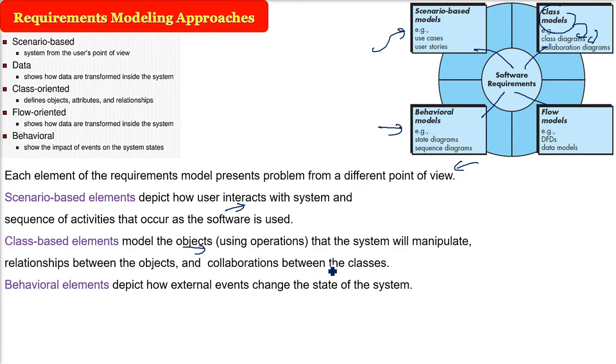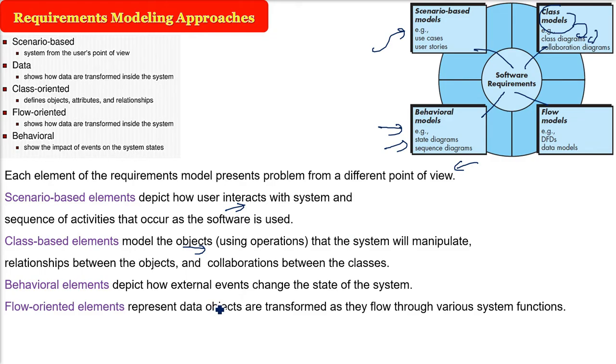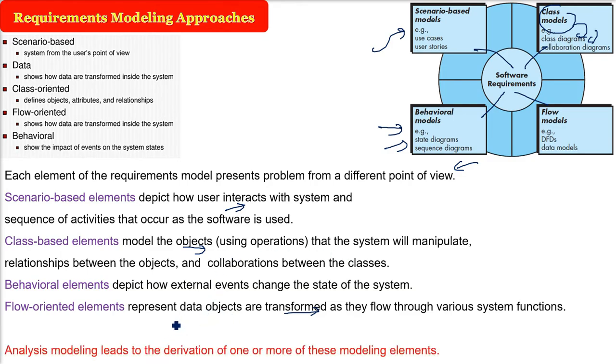When you make behavioral elements, this will show how external events, external triggers change the state of the system. You will make the state diagram, sequence diagram. The flow-oriented model shows the data objects and how they are transformed as they flow through various system functions. You will make DFDs, that is the data flow diagrams, the data models in the flow models. So these are different ways of modeling, and analysis modeling leads to the derivation of all of these or a few of these modeling elements. It depends on whether you want to create use cases or DFDs.